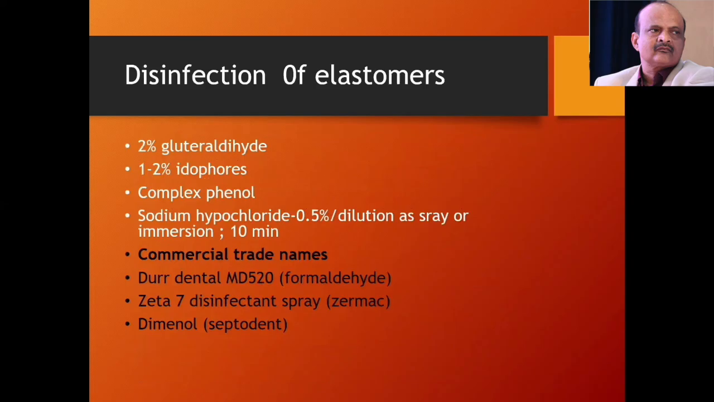Then disinfection of elastomer is an important step in preventing cross-contamination from the patient to the laboratory and from the laboratory to the other areas of the clinic. For disinfection of elastomer without affecting the dimensional stability, we can use 2% glutaraldehydes, 1 to 2% iodophors, or complex phenolic compounds. Sodium hypochlorite, 0.5% dilution, as a spray or immersion for 10 minutes, may be used.